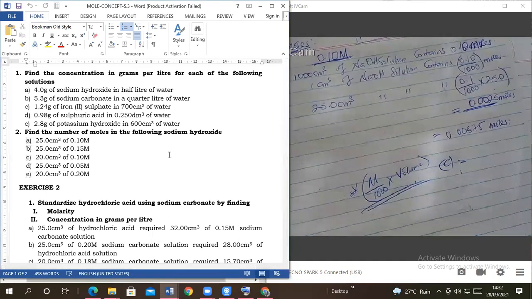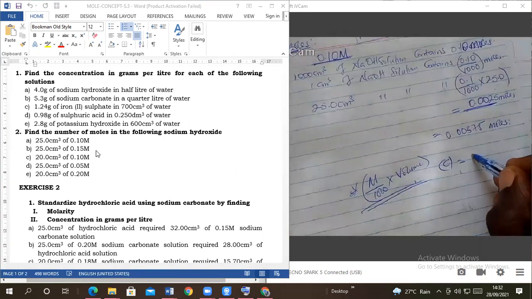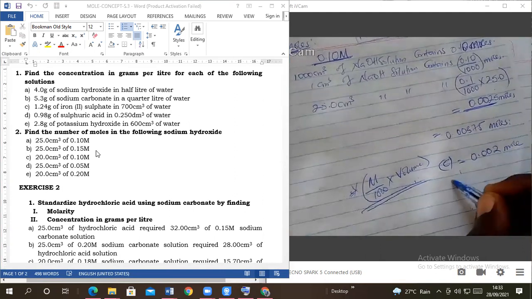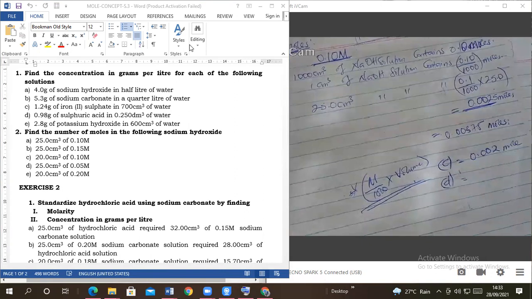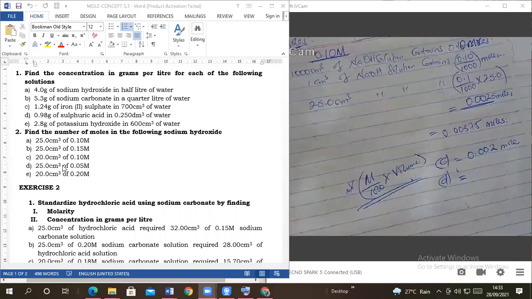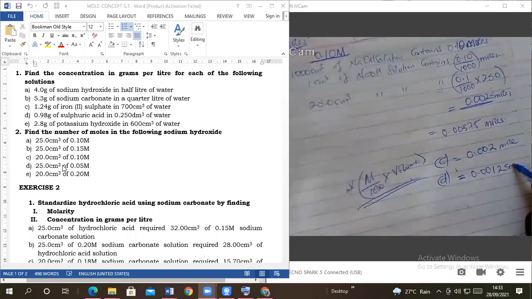Teacher, for C, I got 0.002. 0.002, correct answer. For D, who was D? Cynthia, your answer is 0.015. Okay. Admitted. D, 0.00125. 0.00125 moles. That's the correct answer.